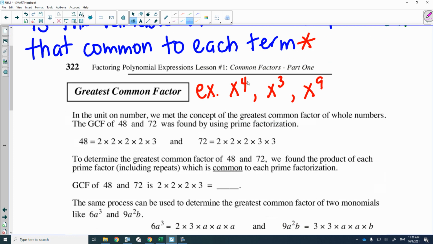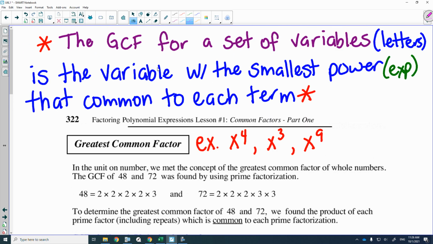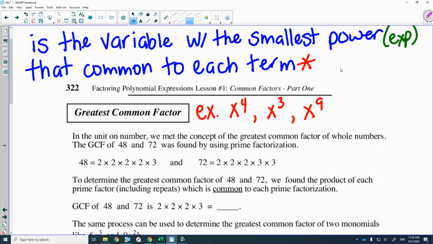What's going to happen is I'm going to give you different terms. So this would be 3 different terms. And I'm going to say, what is the GCF of these 3 terms? You have to do 2 things in order to get the GCF. First thing, you have to make sure that the variable is common. So there's an x, and x, right? So this x is common. Then the GCF of these 3 terms is going to be the variable with the smallest power. That's going to be the GCF.